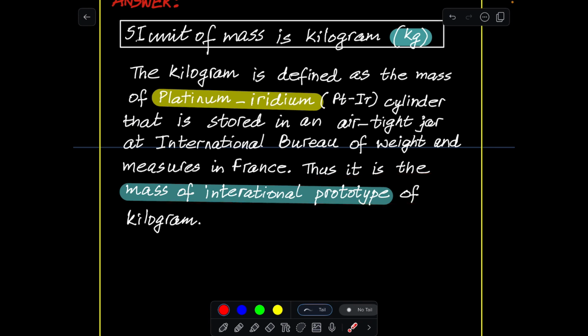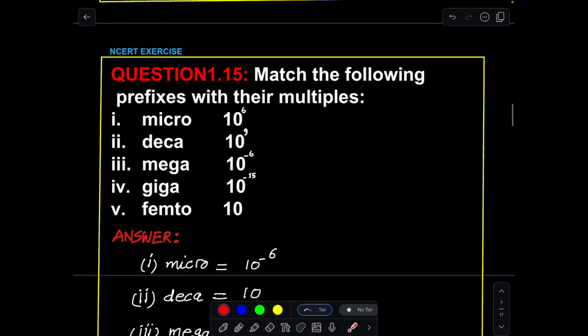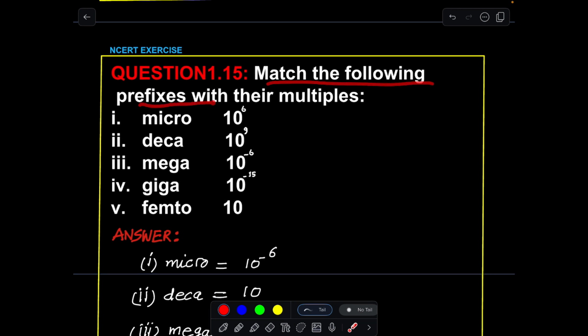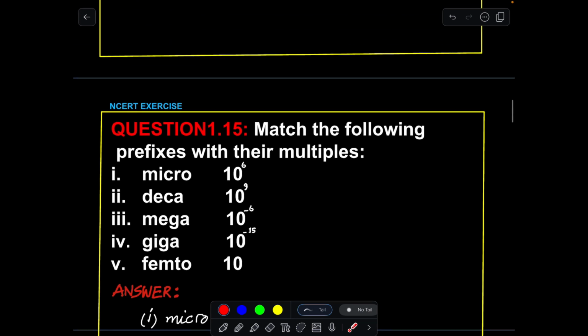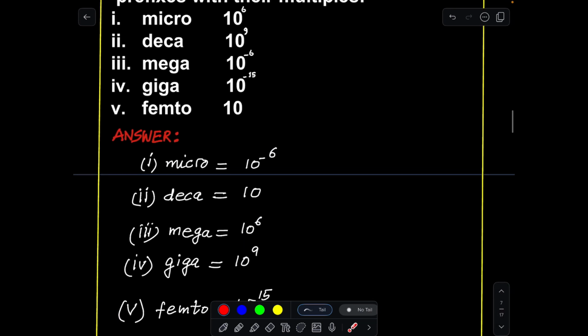Next question: match the following prefixes with their multiples. Micro means 1 divided by 10 raised to the power 6, that is, we put 6 zeros. So micro will be 10 raised to the power minus 6, and it will match this one. Next, deca. Deca is 10 raised to the power 1, or simply 10. So for deca we will match here.